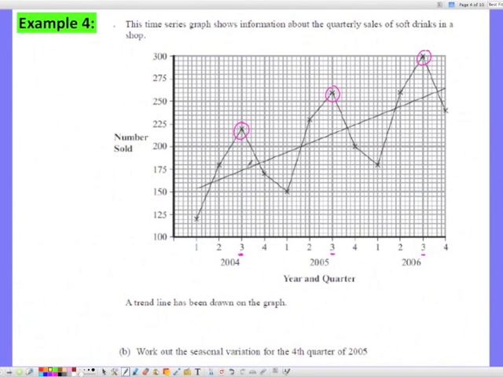Similarly, when we look here at Q1, we're looking at a lower number of sales compared to other times in the year. Now, seasonal variation, we actually can work out, and we use the information here on the graph to find the actual, subtract the predicted. And the predicted is from the trend line. So let's take a look.